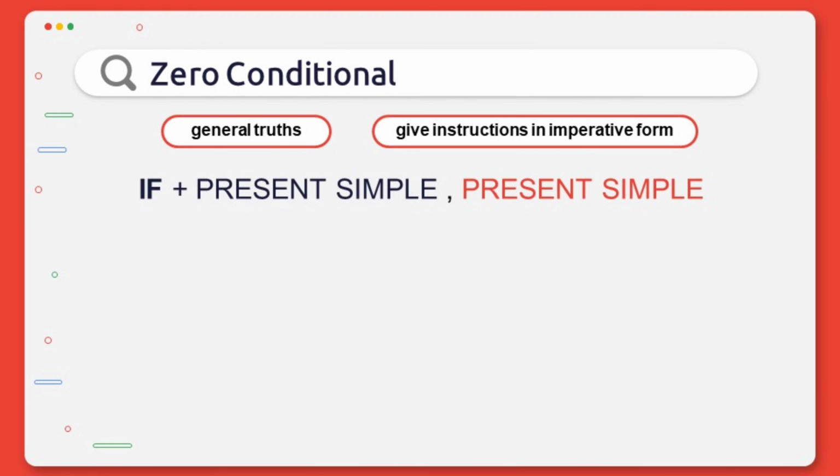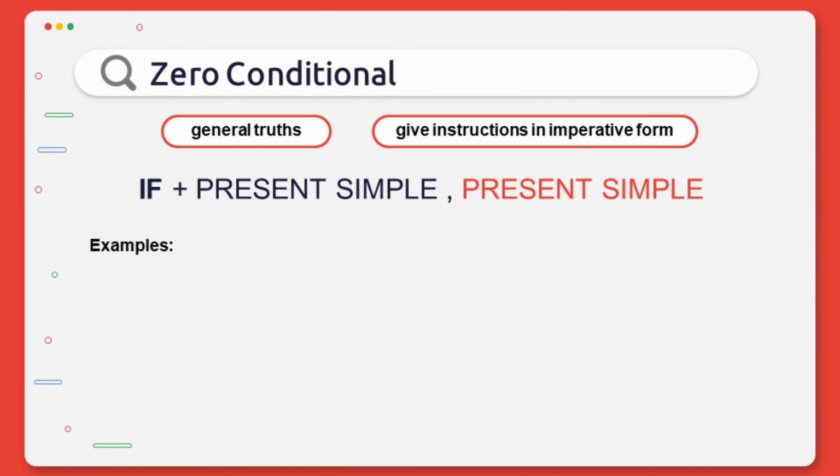Let's have the zero conditional first. We use the zero conditional when we talk about general truths, or we also use it to give instructions with the imperative in our main clause. We follow the pattern if plus present simple for our if clause, and present simple for our main clause.